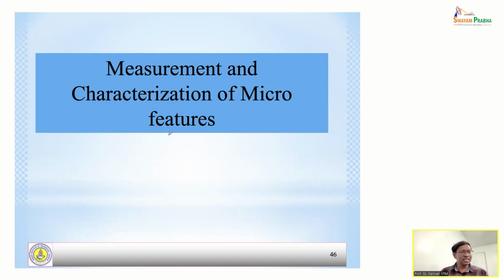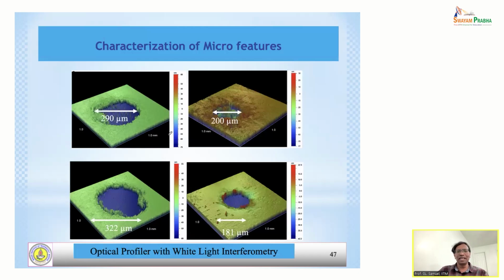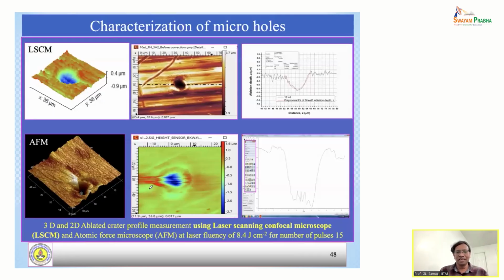So now measuring and characterization of these holes is very important. How do we do that? The sizes will be very small, from 290 micrometers, 200, 300. This is the range of the holes. So how do we characterize them? And if the depth is higher, it becomes even more difficult for any measuring instrument probe to go inside and exactly get the shape of it.